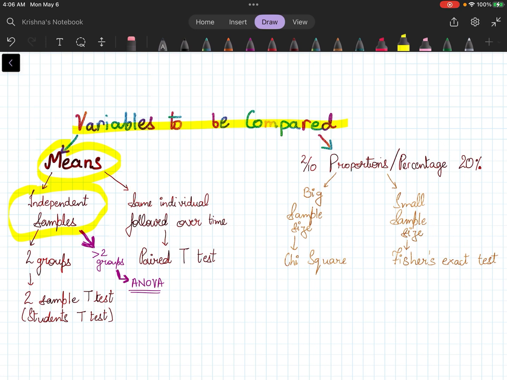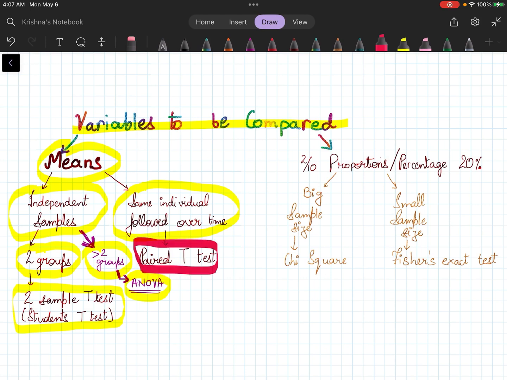If you're comparing means, are those independent sample means? If they're independent samples and there are 2 groups that you want to compare, we use the 2 sample t-test, also known as the student's t-test. When we want to compare independent samples between more than 2 groups, we use the ANOVA. When for the mean the same individual is followed over time, tested under different conditions, you use something known as the paired t-test. It's paired. You're just following the same group of individuals over time under different conditions.